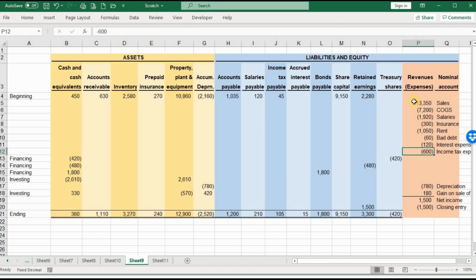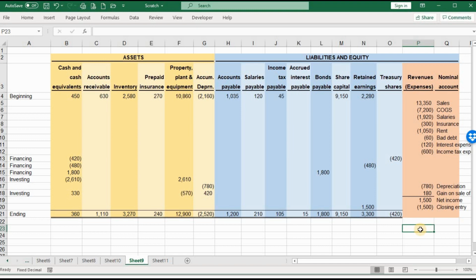To check whether we already included all nominal accounts that are present in the income statement, let's get the total of this column. Starting from sales until gain on sale of equipment, the total is 1,500, which is our net income during the year. So this means that all nominal accounts were already in the accounting equation. Now, let's maintain the equality of the accounting equation.